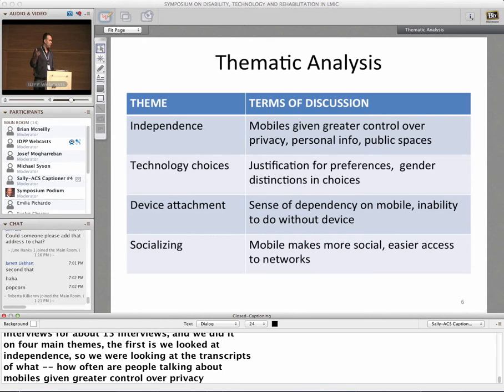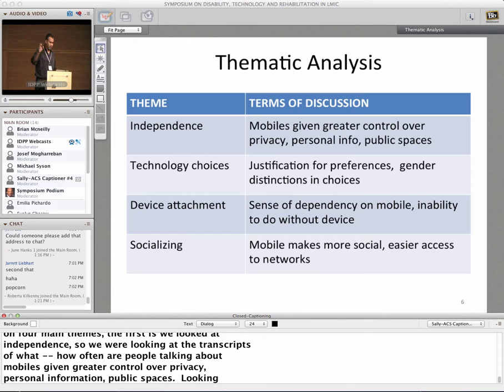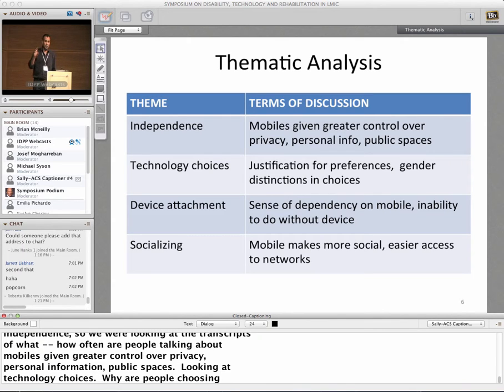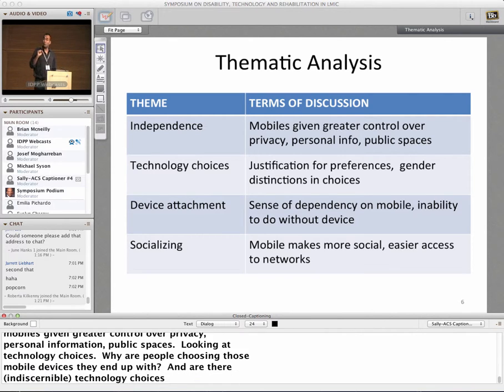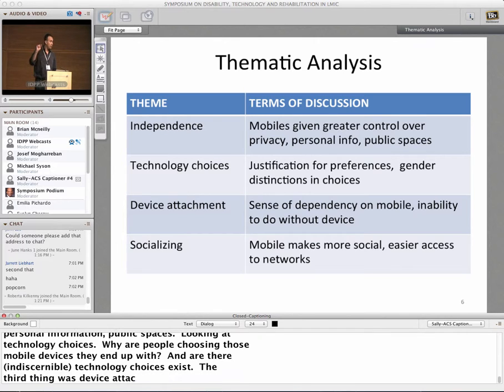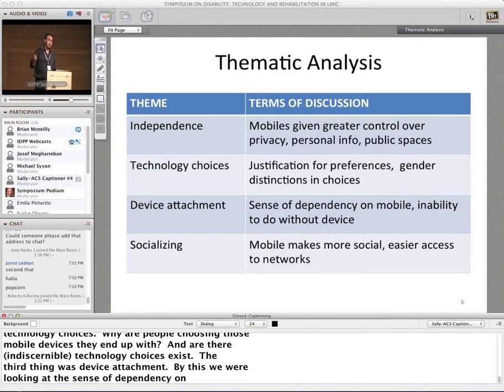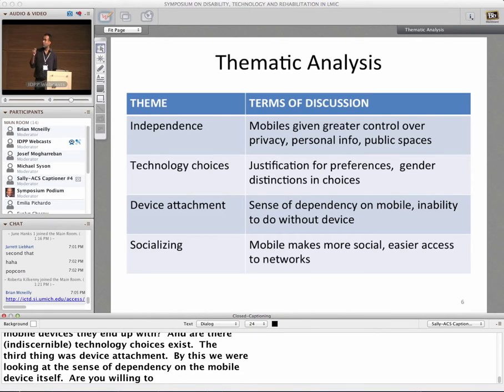We were looking at technology choices. Why are people choosing those mobile devices that they end up with? And are there any gender restrictions on what technology choices exist? The third thing we were looking at was device attachment. By this, we were looking at the sense of dependency on the mobile device itself. Are you willing to go out of the home without the mobile device? Are you willing to give up the mobile device?